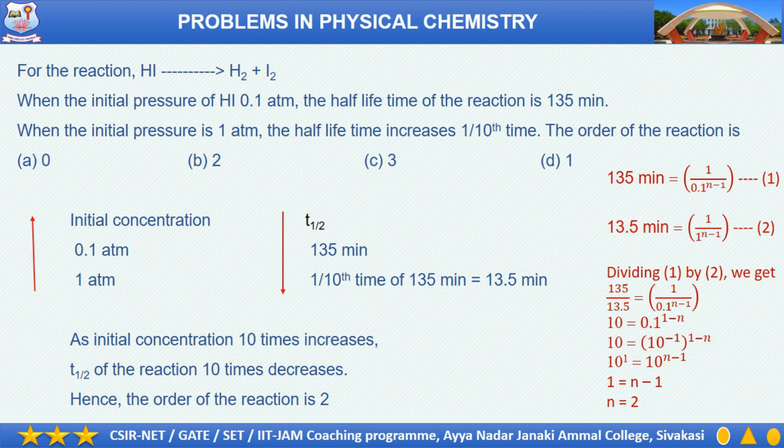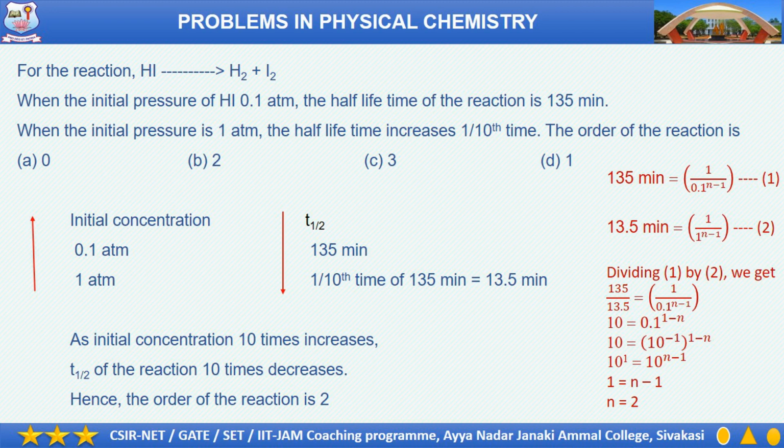If the initial concentration increases and the time also increases, it means zero order. No change in the T-half means it is first order. If it decreases proportionately, it means the second order. If concentration increases by square times, T half decreases by 1 by square times, third order, and so on. If you know this, without doing the problem, you can see what is the order of the reaction.